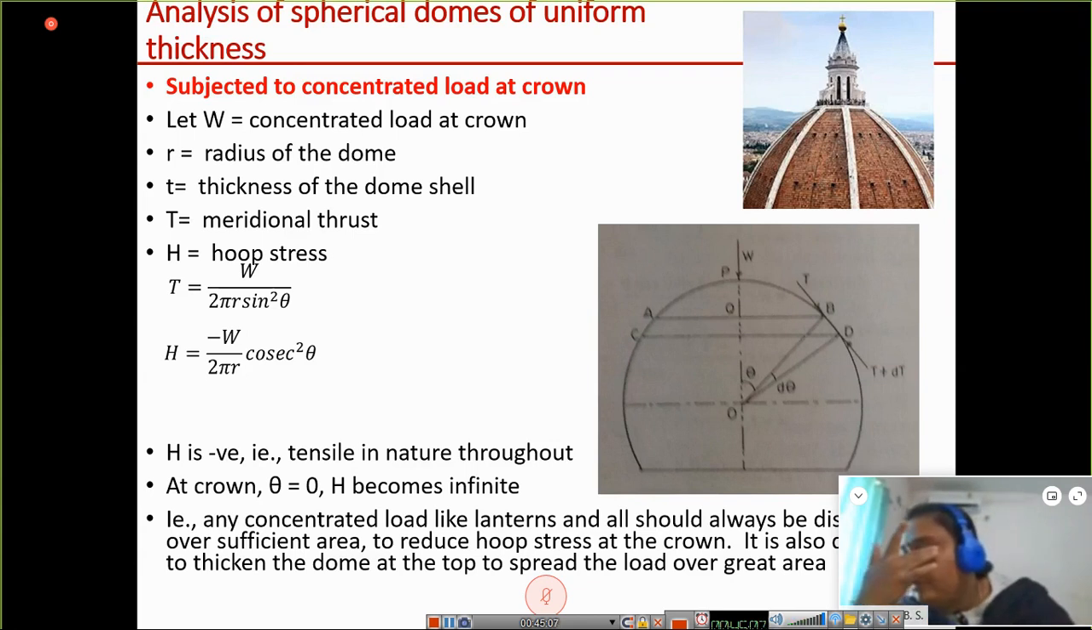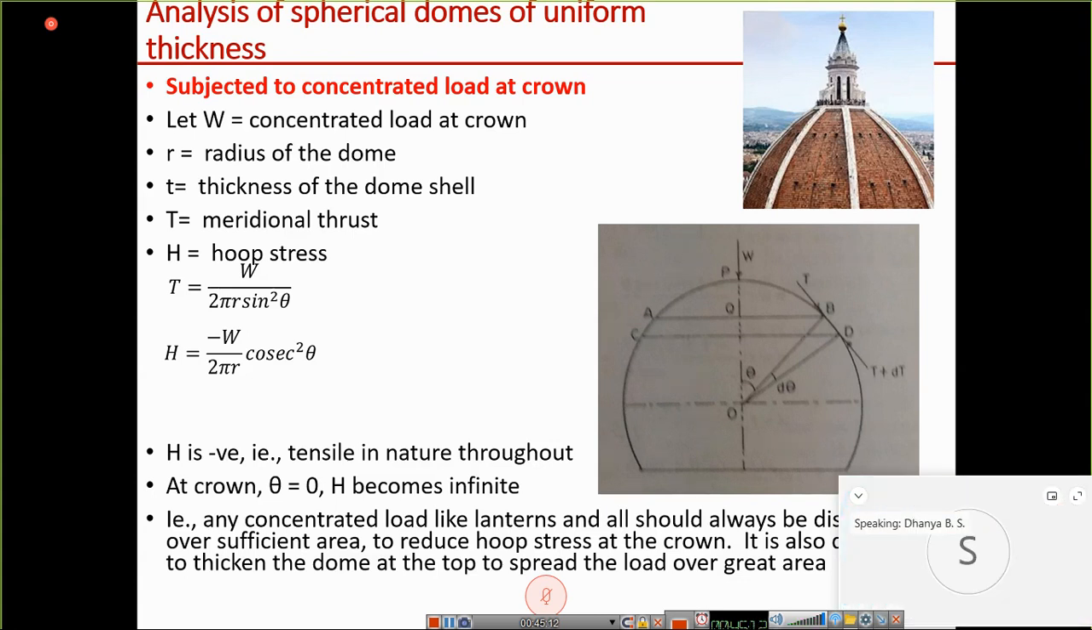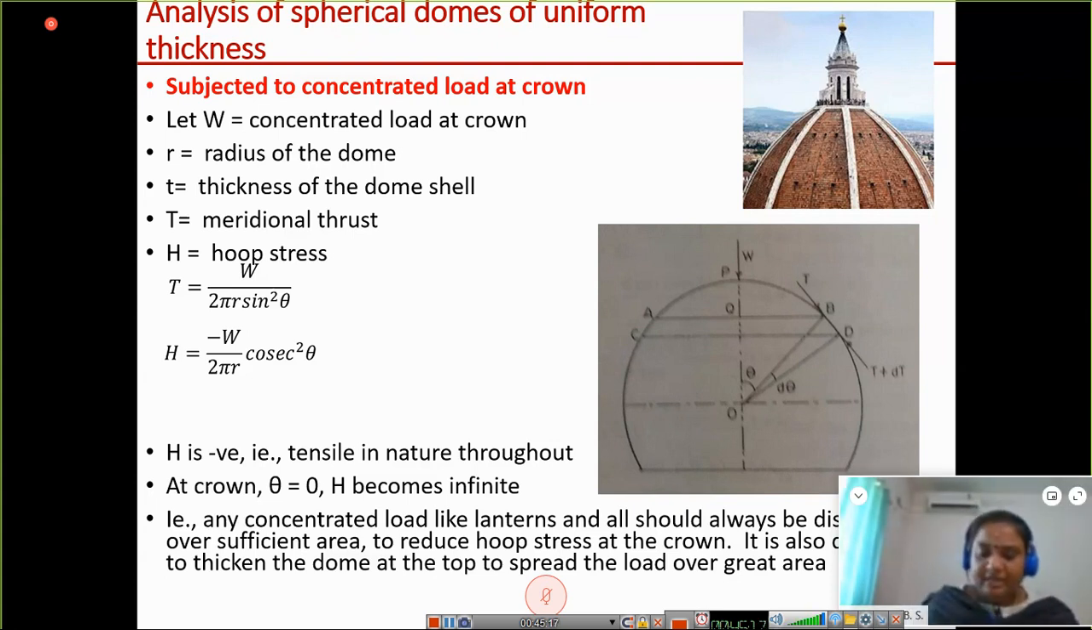Okay, ma'am. How does hoop compression occur in a dome? I have explained that in the first question, right?